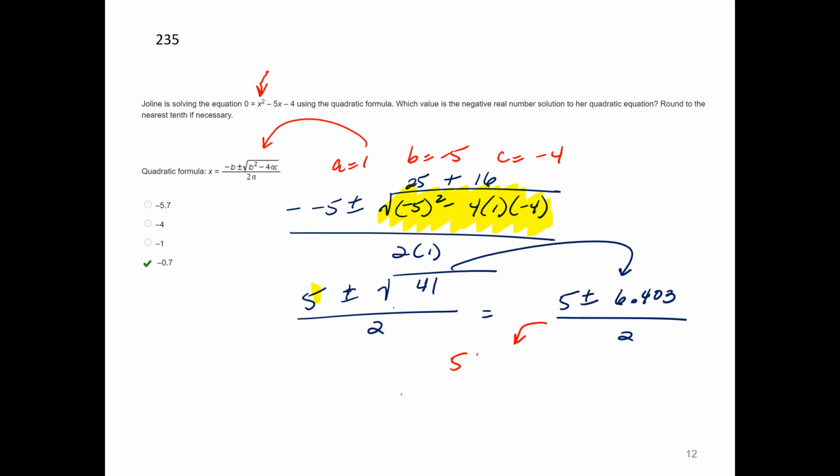The first one is 5 plus 6.403 divided by 2. And the second answer is 5 minus 6.403 divided by 2. So then you have to go ahead and add them and divide. So go ahead and do that and see which of the 2 answers you will have.